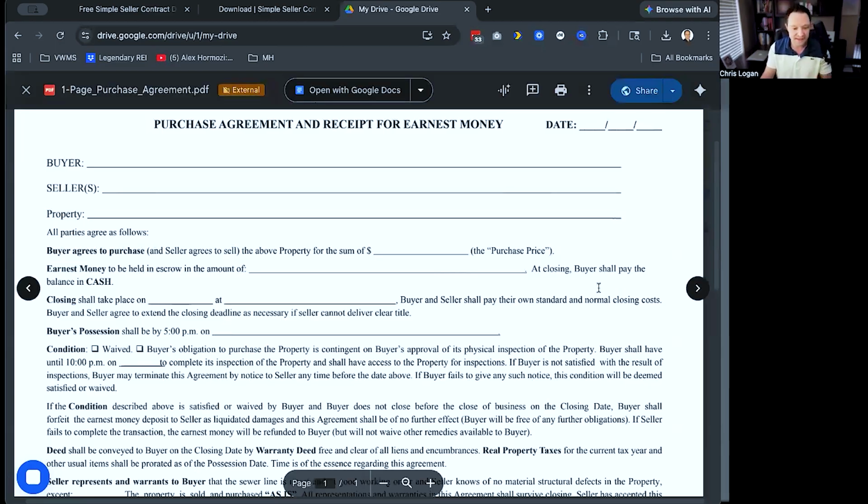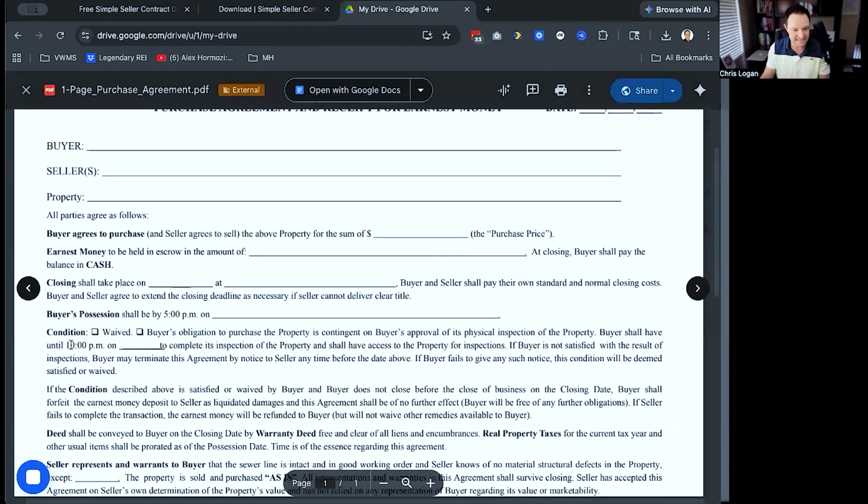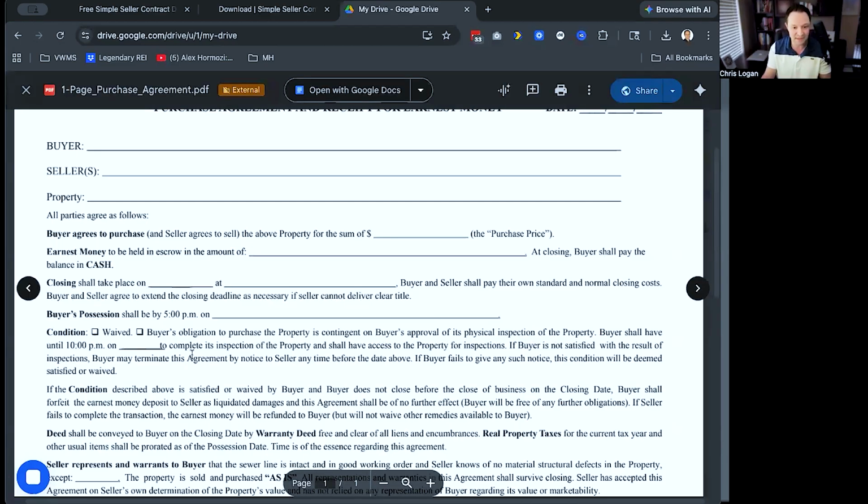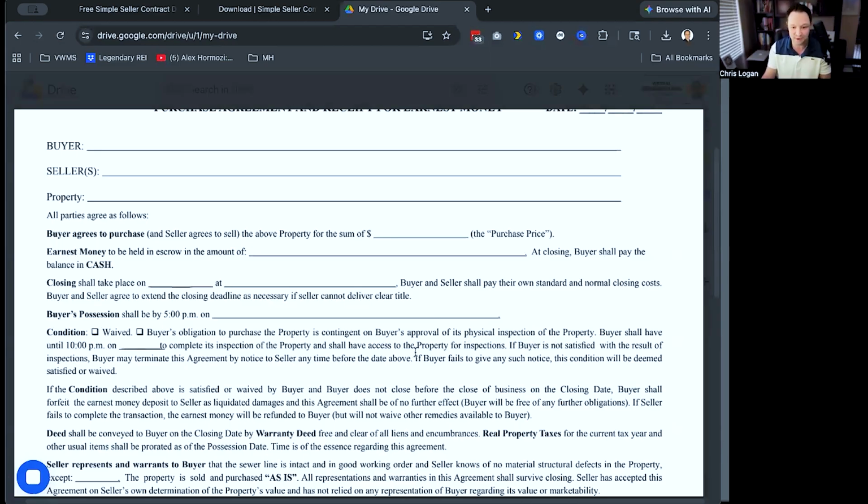Inspection condition clause. This gives you time to inspect the property. So where it says condition, you're always going to select buyer's obligation to purchase the property is contingent on buyer's approval of its physical inspection of the property. Buyer shall have until 10:00 p.m. on blank date, that's the last date of your inspection period, to complete its inspection of the property and shall have access to the property for inspections. If buyer is not satisfied with the result of the inspections, buyer may terminate this agreement by notice to seller anytime before the date above. If buyer fails to give any such notice, this condition will be deemed satisfied or waived.